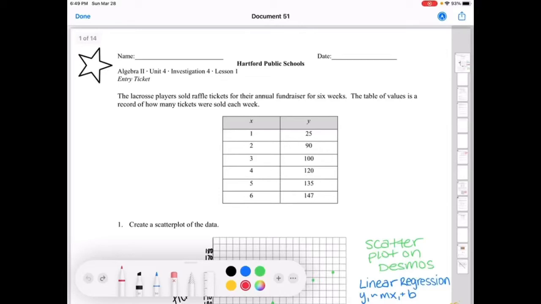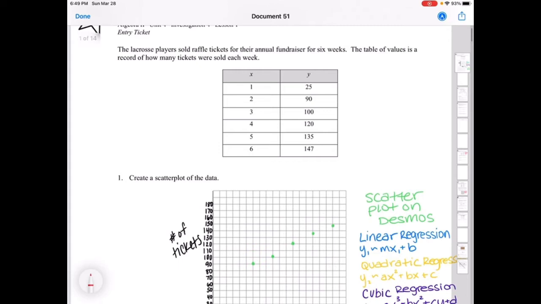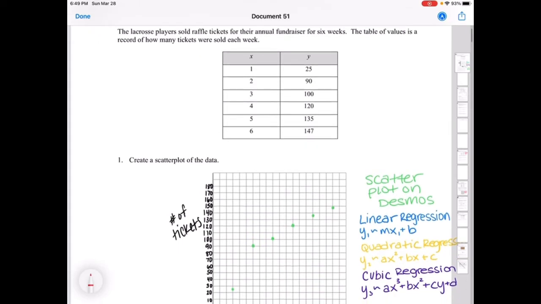This is Investigation 4, Lessons 1 and 2. We're going to start off with the entry ticket together. It says a lacrosse player sold raffle tickets for their annual fundraiser for 6 weeks. The table of values is a record of how many tickets were sold each week.